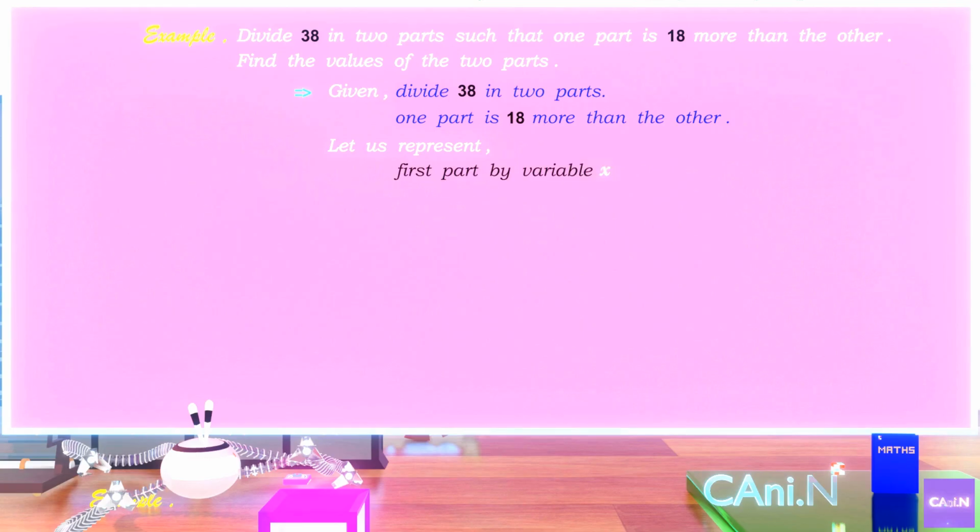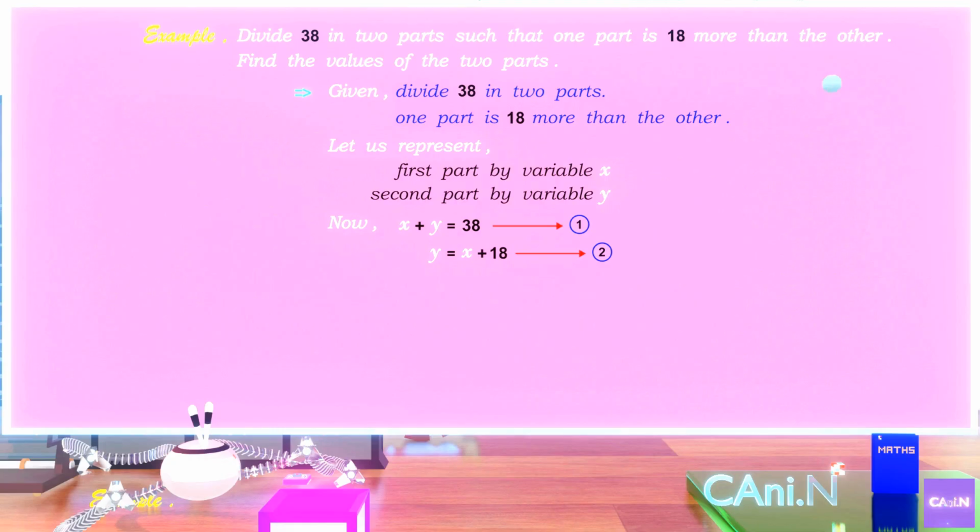Let us represent the first part by variable x and the second part by variable y. Now, x plus y equals 38. Let's call this equation 1. Also, one part is 18 more than the other part. Let's call this equation 2.